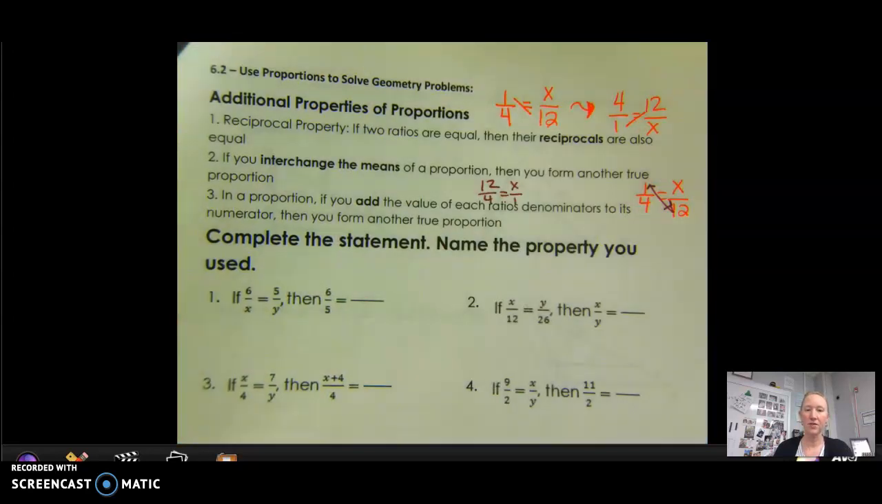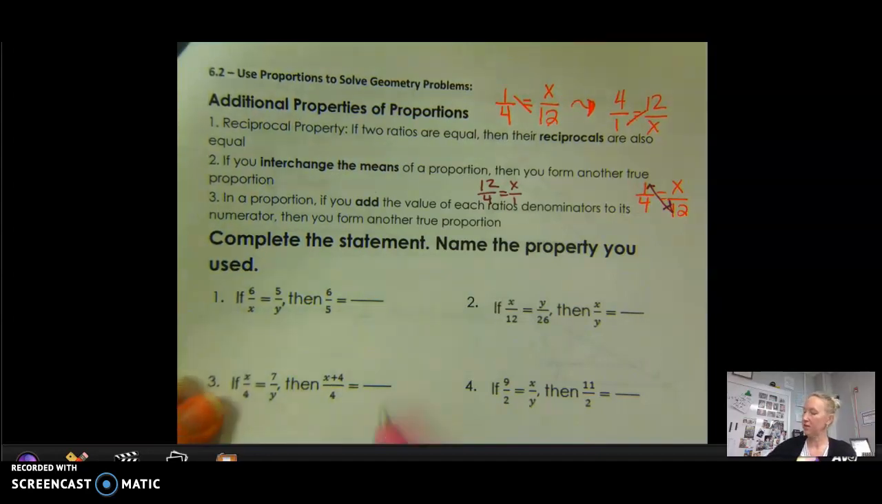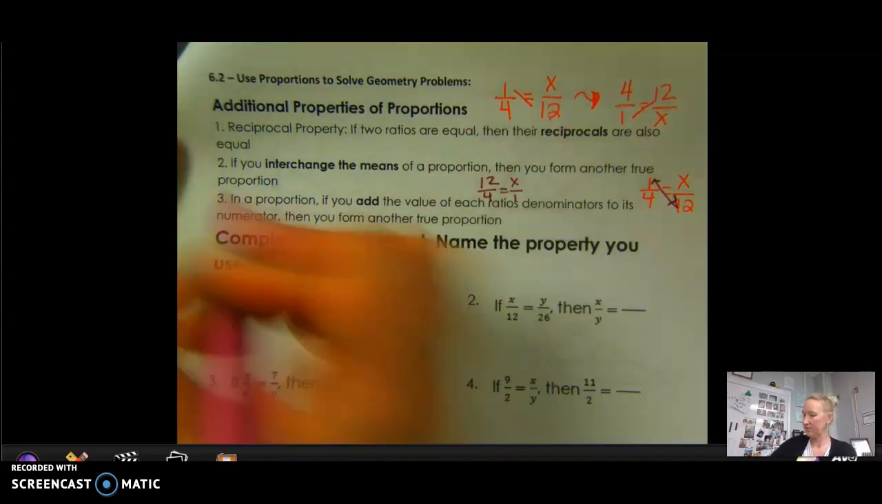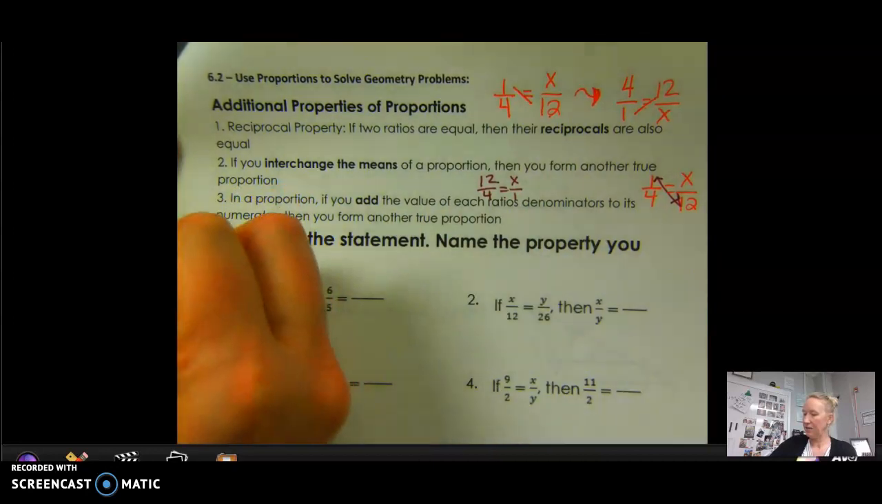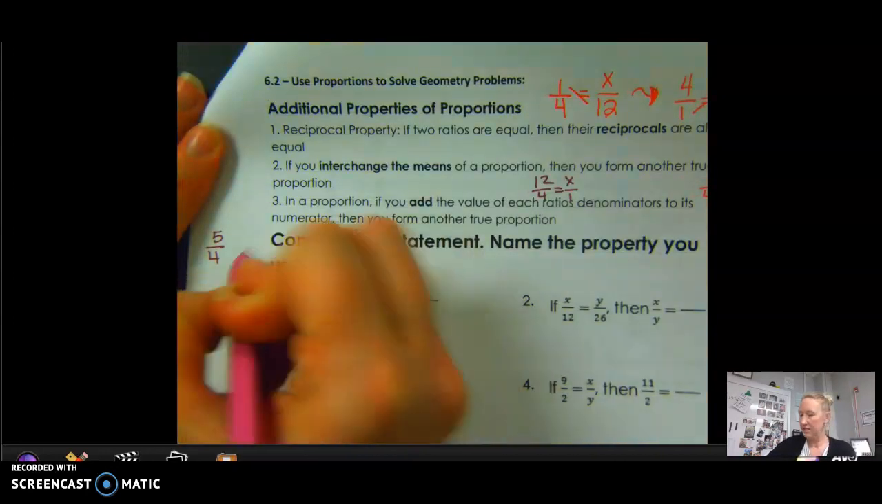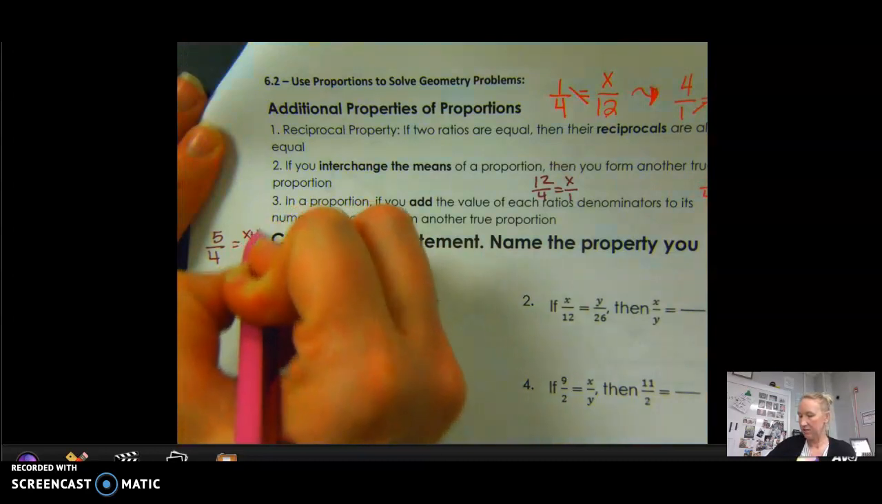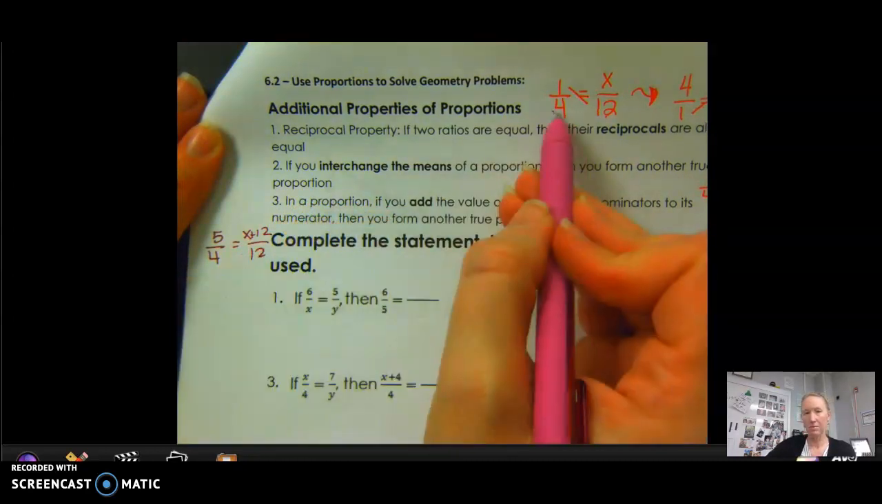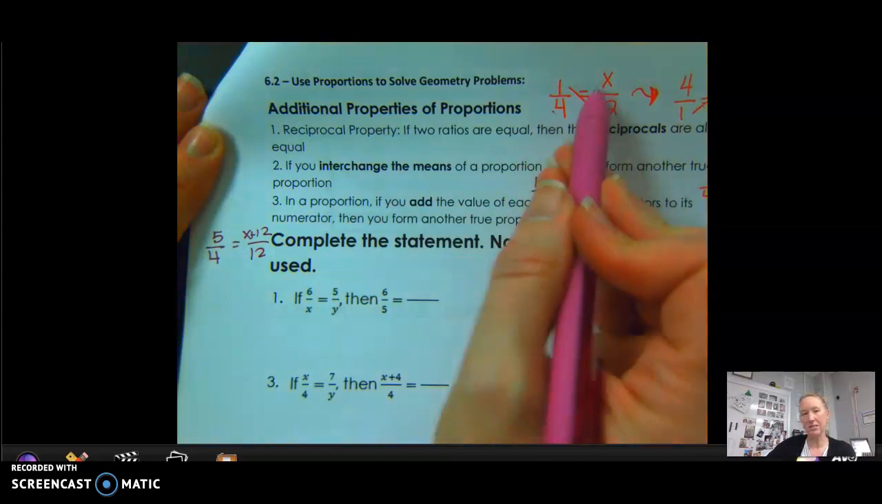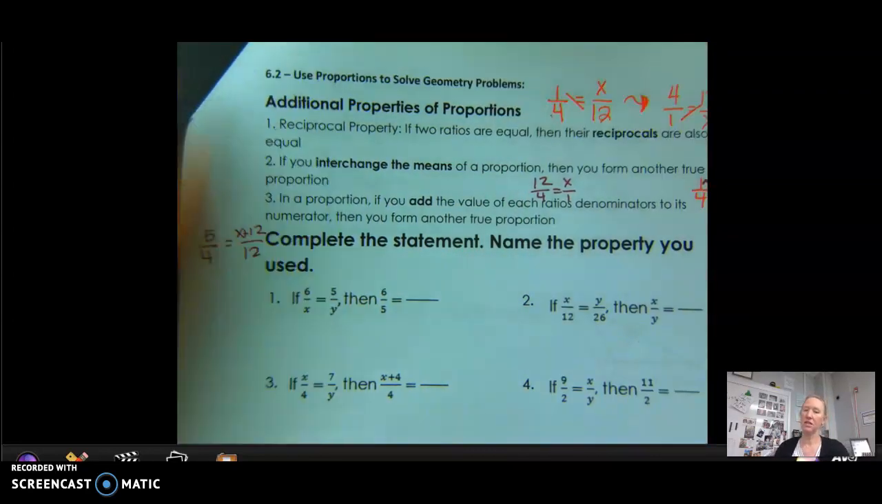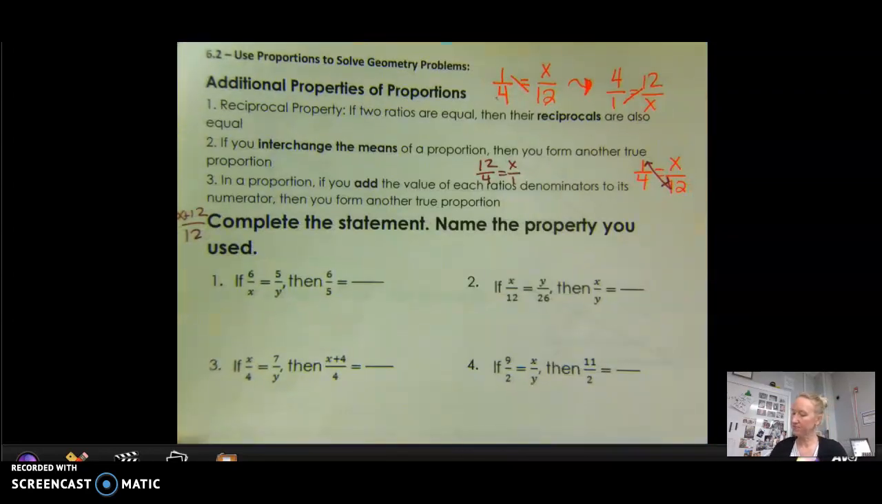In a proportion, if you add the value of each ratio's denominator to the numerator, then you form another true proportion. So if I had this original one, and I add the bottom to the top, I get 5/4 is equal to x plus 12/12. I just took this bottom number, added it to the top, took the bottom number, added it to the top, kept the bottom number. Then we still have equivalent proportions.